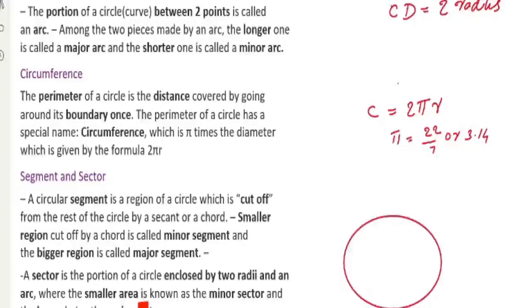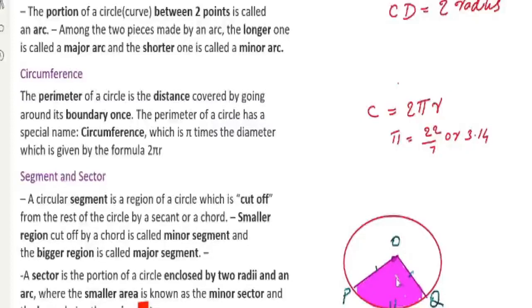So suppose here this region we call segment. Suppose O is the center of the circle, and suppose these two radii you can take as OP and OQ. So OP and OQ are two radii. So this shaded region, that is the region between these two radii and this arc, this region bounded by two radii and the corresponding arc, we call the sector of a circle.